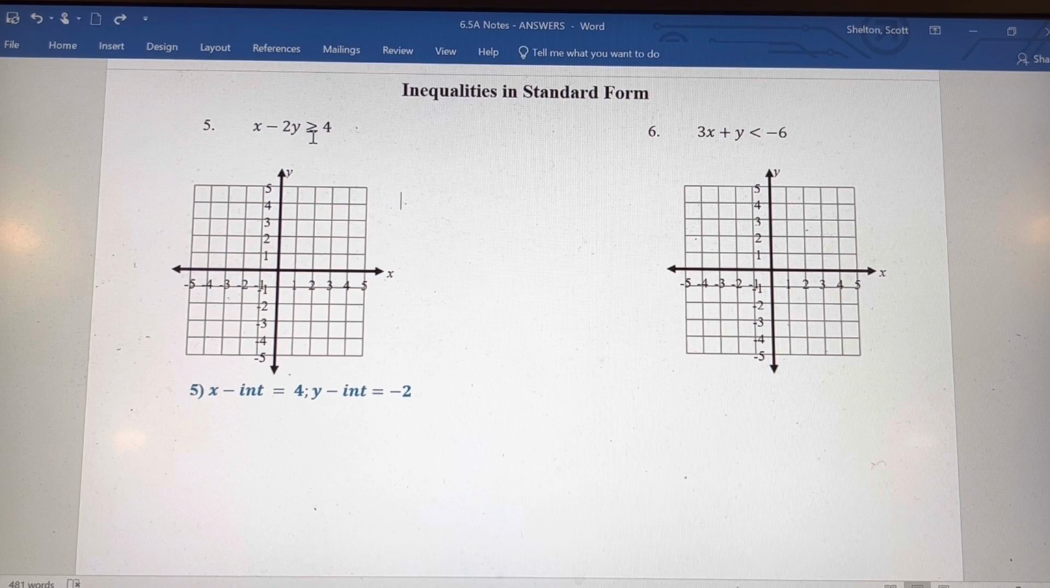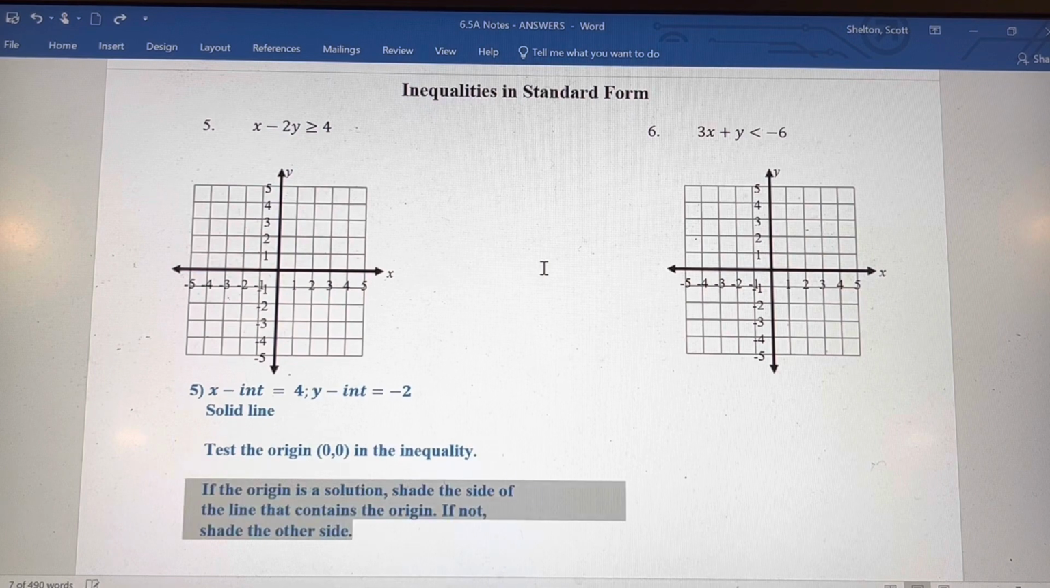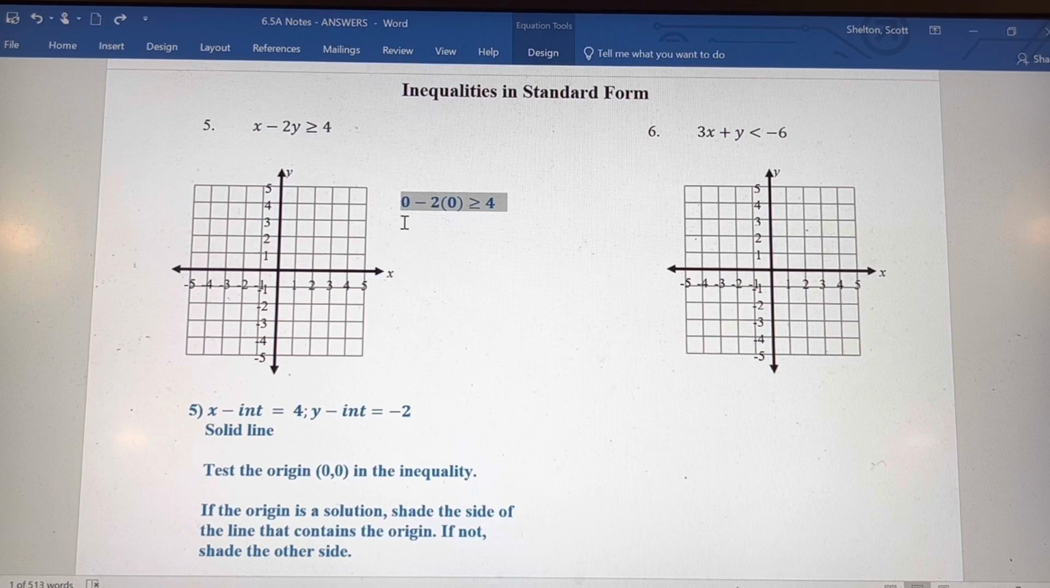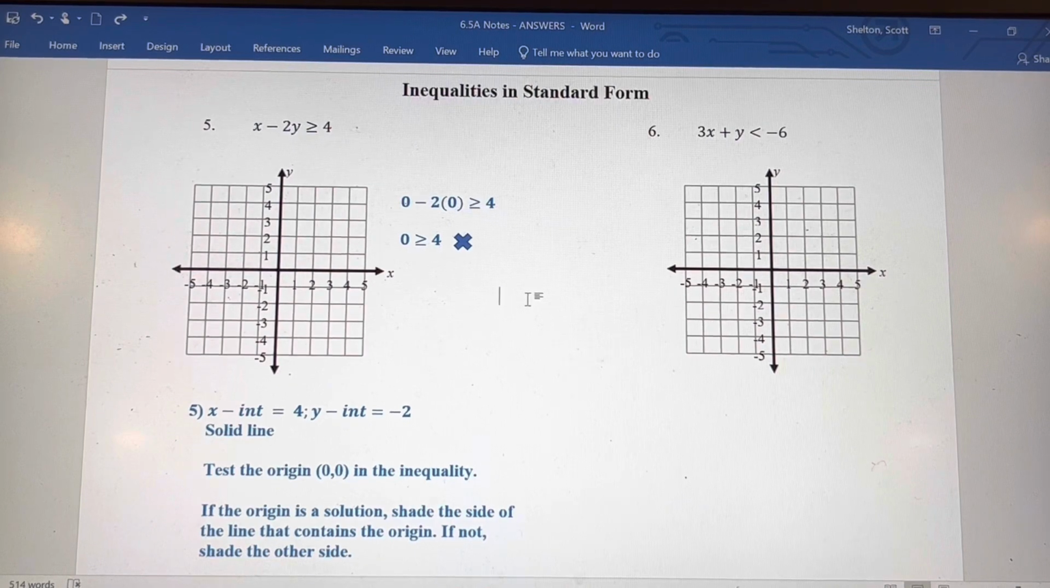Okay, next question, it's going to be a solid line because the or equal to is there. And then this line's not going to go through the origin, so I can test the origin to determine which side I need to shade. So we're going to plug in the origin, 0 for x and 0 for y, and determine if that's true or not. That gives me 0 minus 0 is greater than or equal to 4. So that means 0 is greater than or equal to 4, and that's not true. So this time I'm not going to shade where the origin is. I'm going to shade on the opposite side.